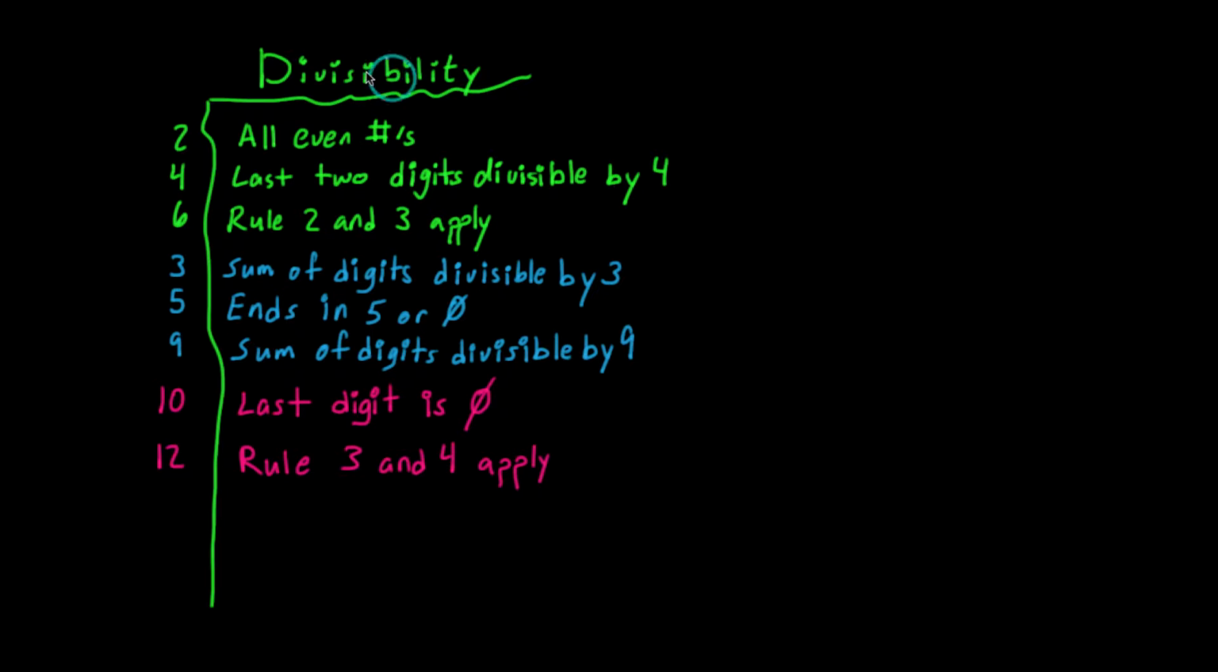Now, a number is said to be divisible by another number if the quotient is a whole number without a remainder. So an easy way of saying that is a number is divisible by another number if you get a whole number as your result.